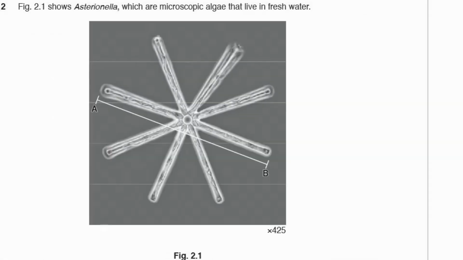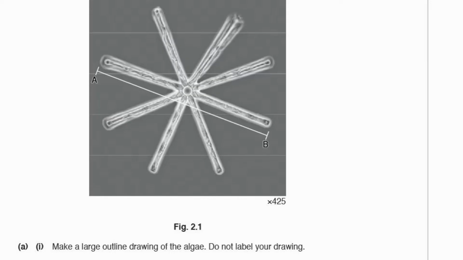Question 2. Figure 2.1 shows Asteronella, which are microscopic algae that live in fresh water. Okay, so this is Asteronella. What you might not be able to tell is that each one of these arms is one algae, and they're all joined together in the center. All right. A1. Make a large outline drawing of the algae and do not label your drawing.